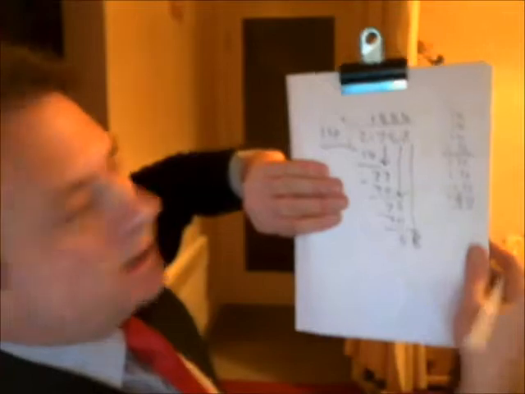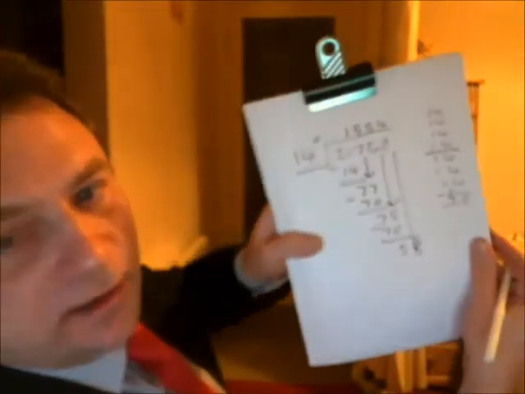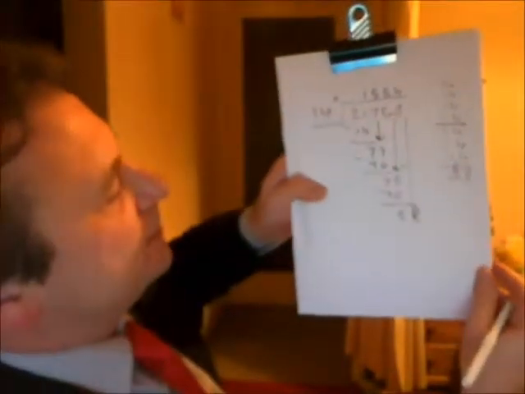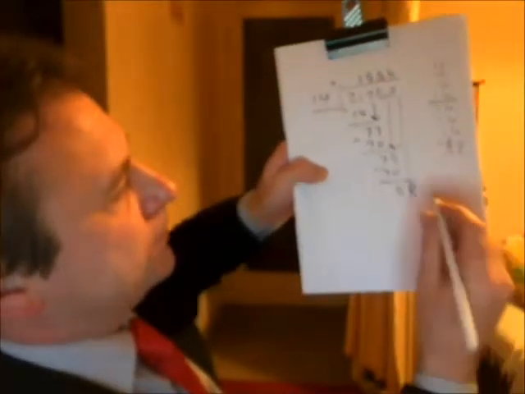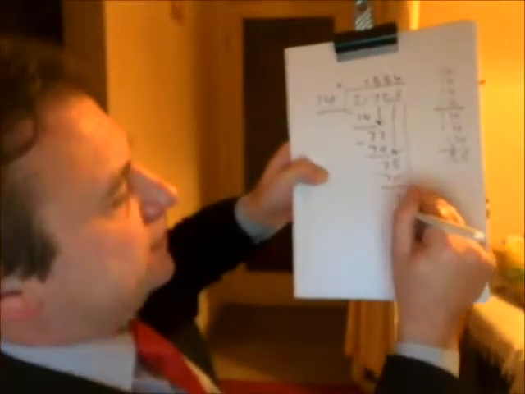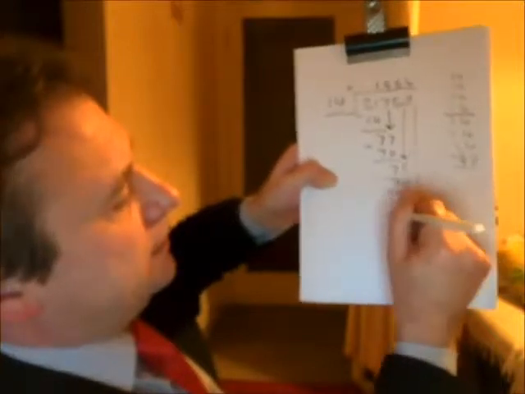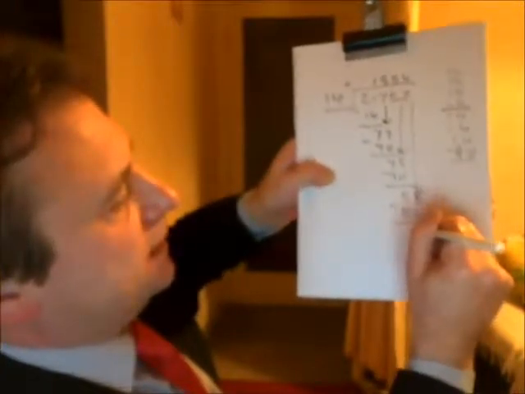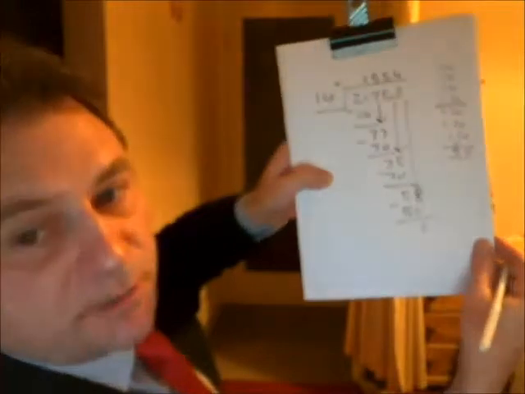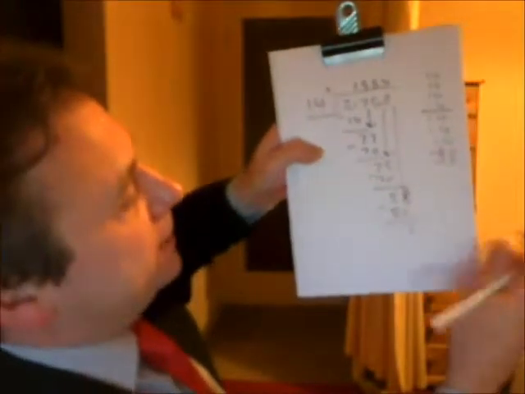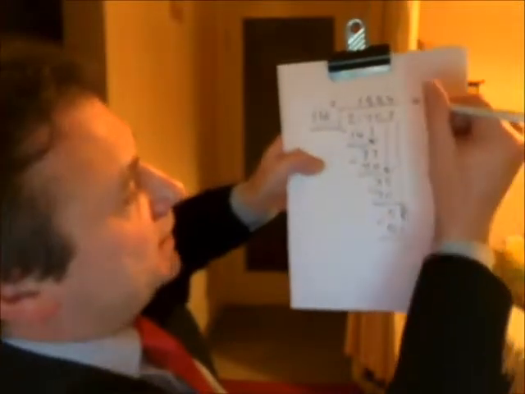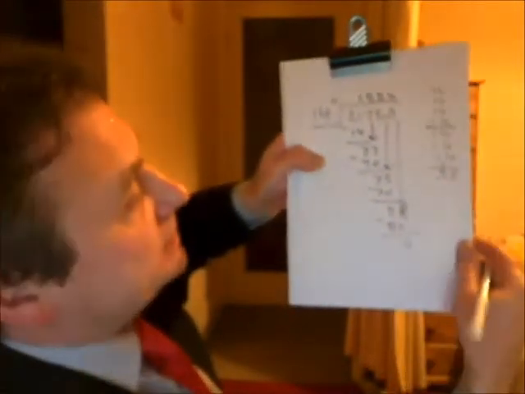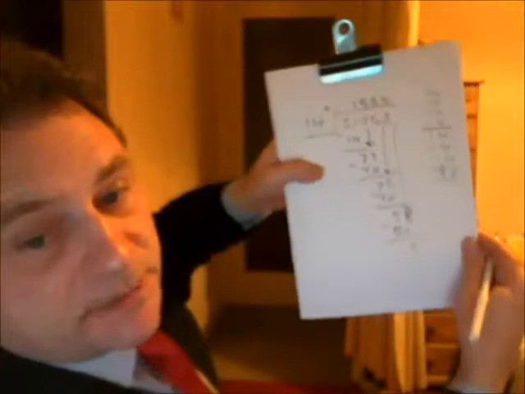And once again, what is 4 times 14? 4 times 14 is 56. We take 56 away, it leaves us with 2. So we've got quite a small remainder this time here. And the small remainder is 2, which we can show as 2/14ths, or we can show as a decimal.